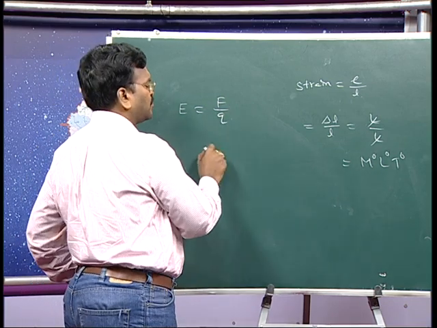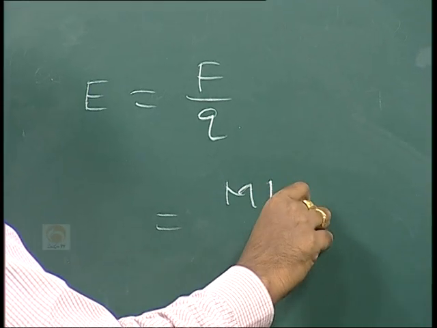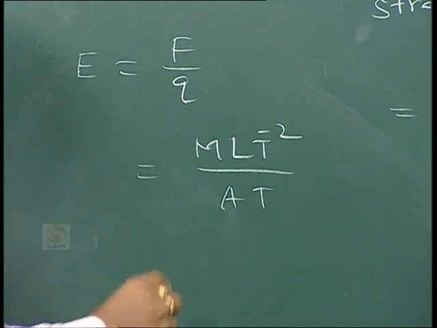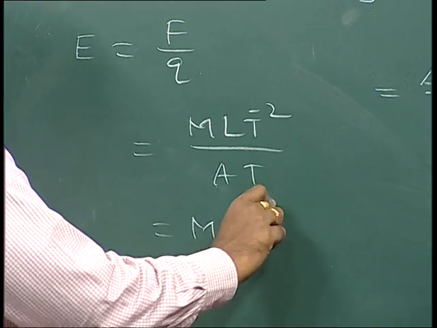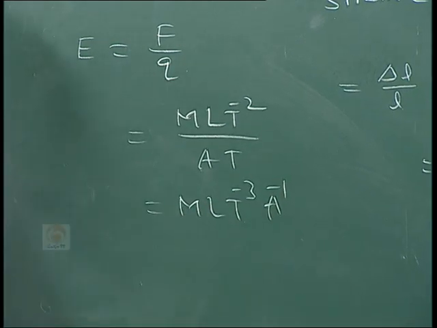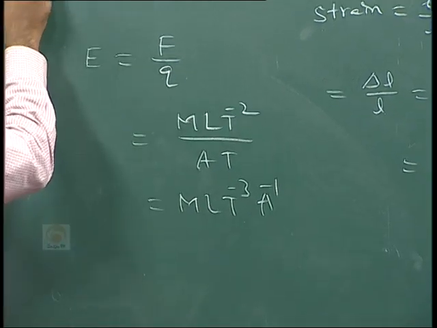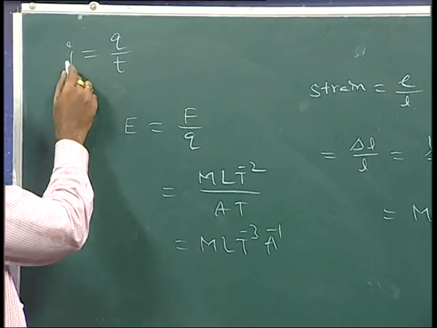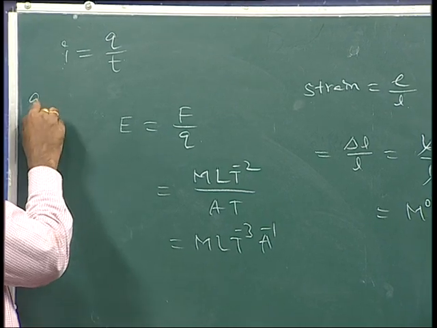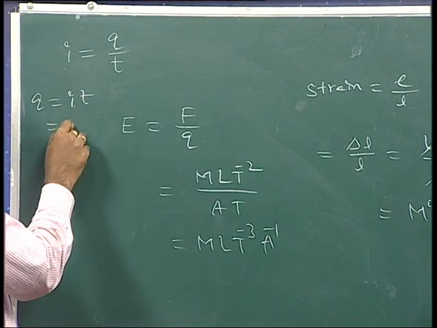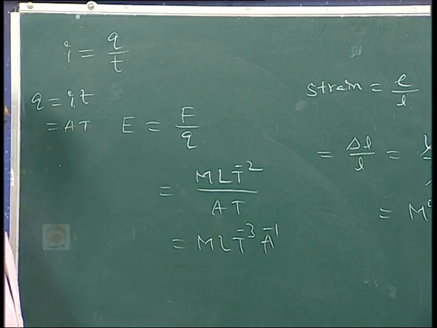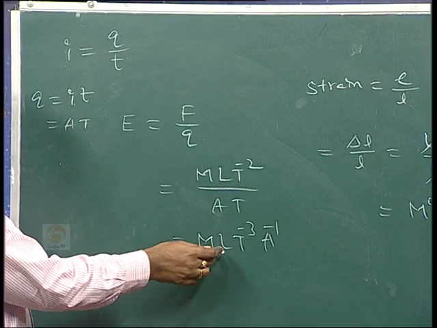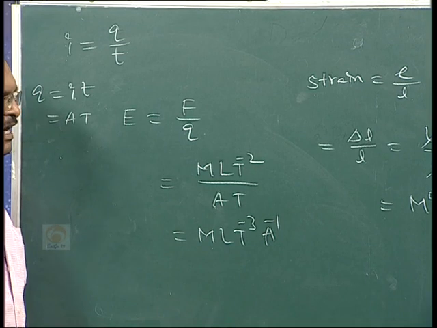Already you know the dimension formula for force: MLT⁻². Charge is current into time. What is the dimension formula for current? A. Time is T. So what we are getting now? MLT⁻³A⁻¹. What is Q here? Q is charge. Current I is equal to Q by T, and current is a fundamental quantity. So Q is equal to IT, and the dimension formula is AT. So the dimension formula for charge is AT. So intensity of electric field has dimension formula MLT⁻³A⁻¹.